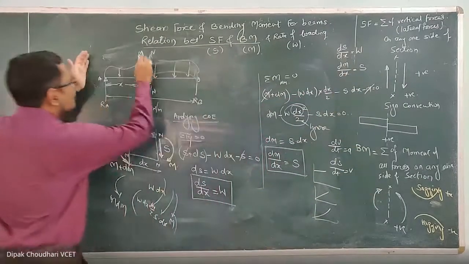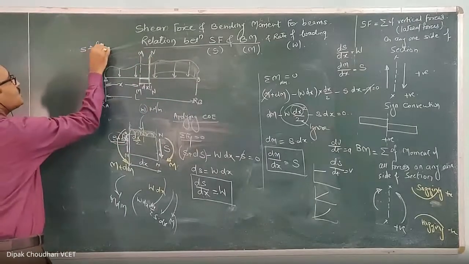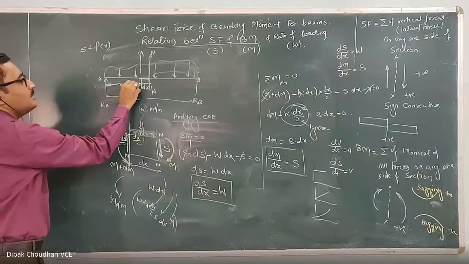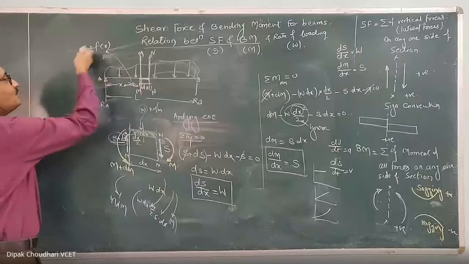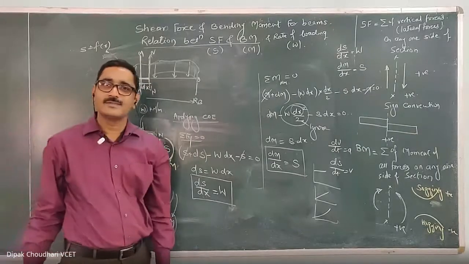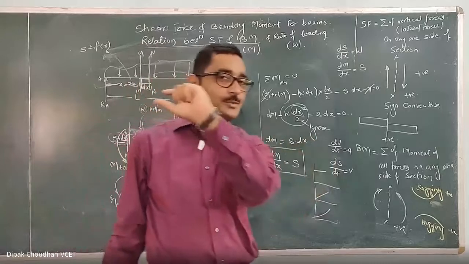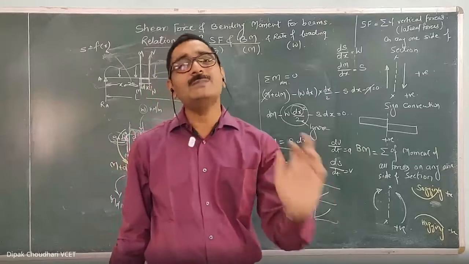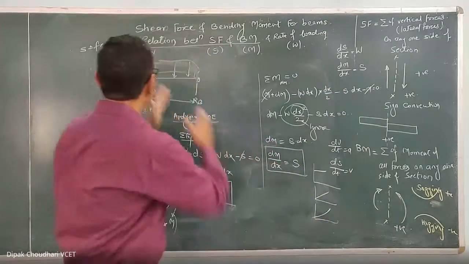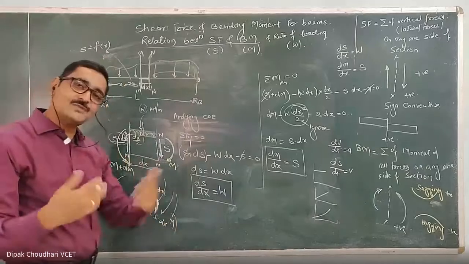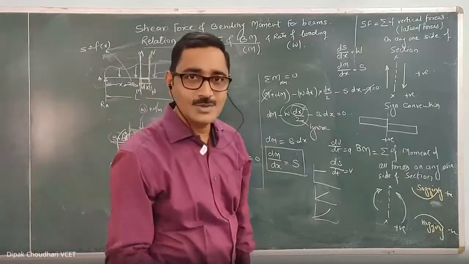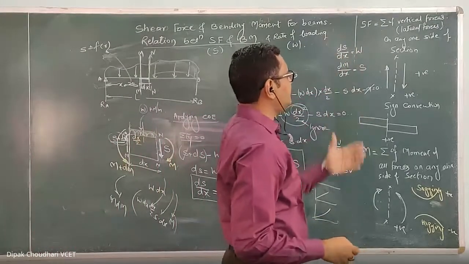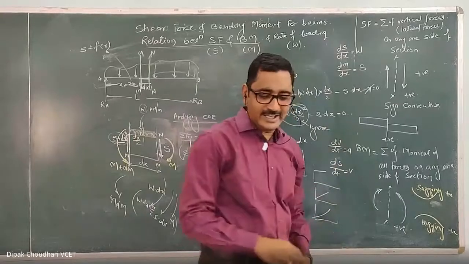This will also be an equation in terms of x. If you know the equation of the shear force as a function of x and want to calculate the shear force at a distance of x equal to 2 meter, just substitute x equal to 2 meter, and at that point you will get the shear force. Provided the equation should be continuous. And the shear force equation will be continuous only when the loading is continuous. If the loading changes, the equation of the shear force will also change. Understood?